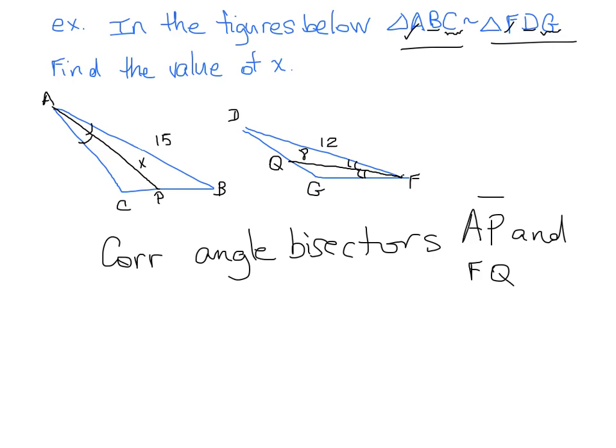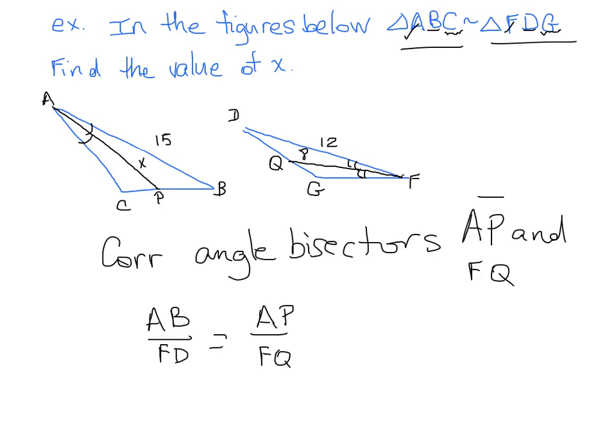Okay, so we also need at least one pair of corresponding sides in order to set up a proportion. So we do have sides going on here. We have this side AB, which is 15, and we have FD, which is 12, and fortunately for us, those are actually corresponding sides. AB and FD are corresponding sides, so that is awesome. All right, so let's set up our proportion. AB over FD will be equal to AP, or bisector, over FQ, or bisector in the second triangle.